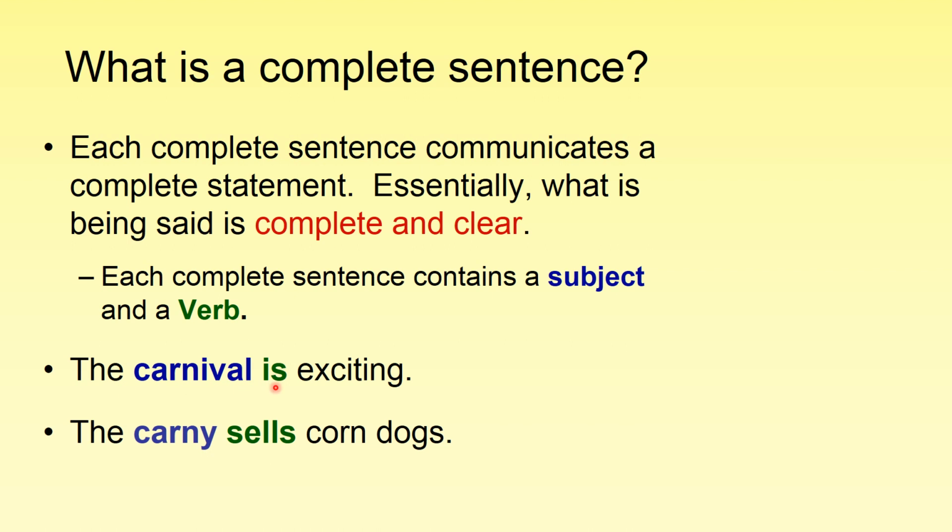The carnival is exciting, period. We can see that this does conclude something about the carnival. The carnival is our subject, and it is exciting. We have the verb is here. This is a linking verb. If you're not used to seeing linking verbs, the best way to identify them is to replace them with an equal sign. The carnival equals exciting.